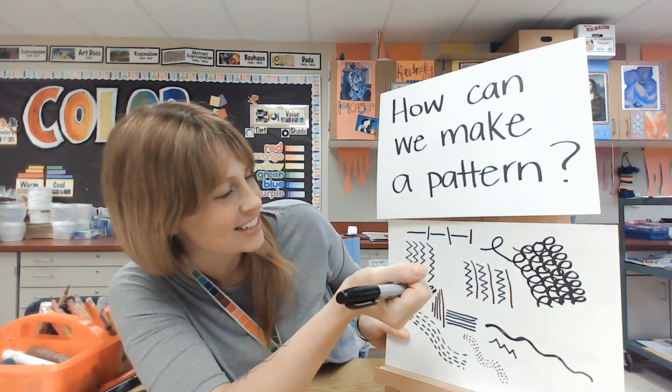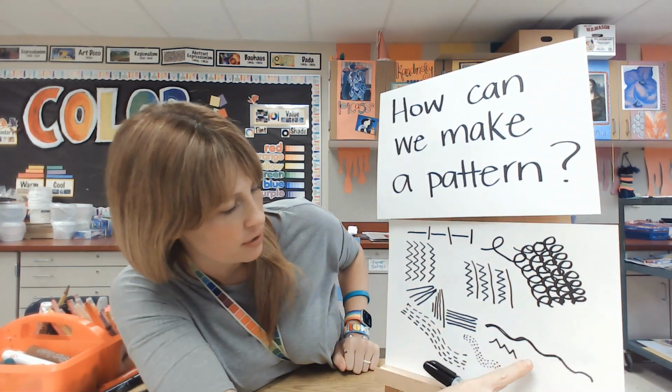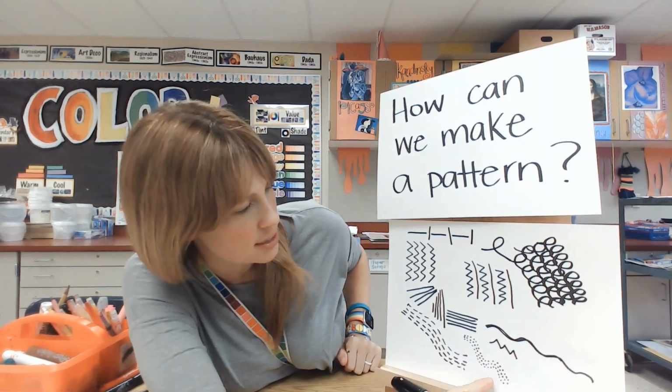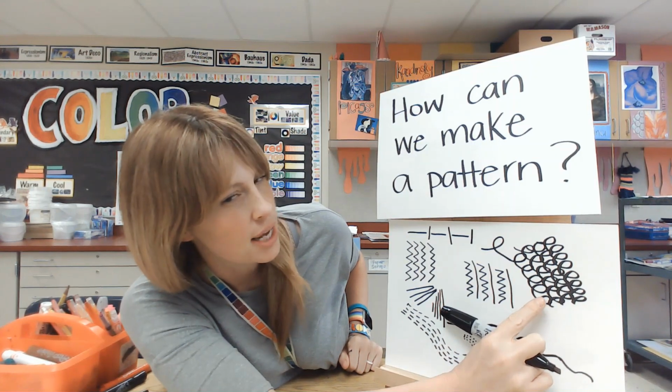Okay, let's see. Do we add all of our lines? Okay, we got our straights. We got our zigzag and our curvy. We got dashed and dotted. We even have loopy.